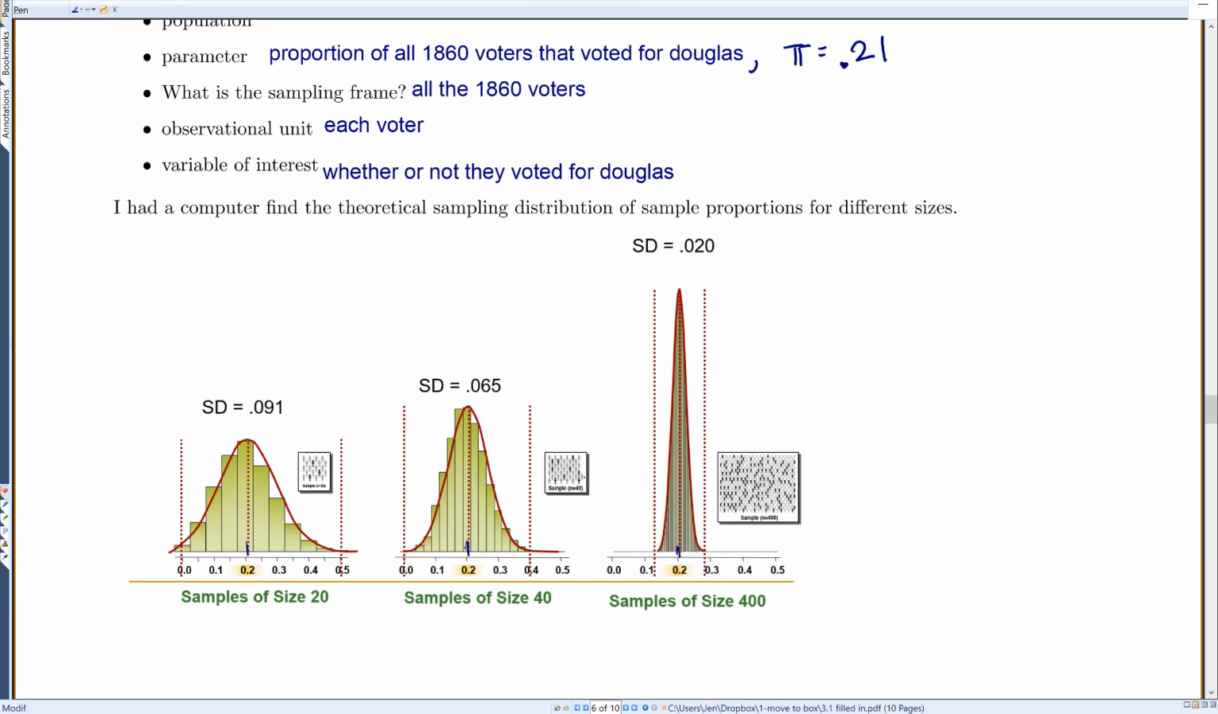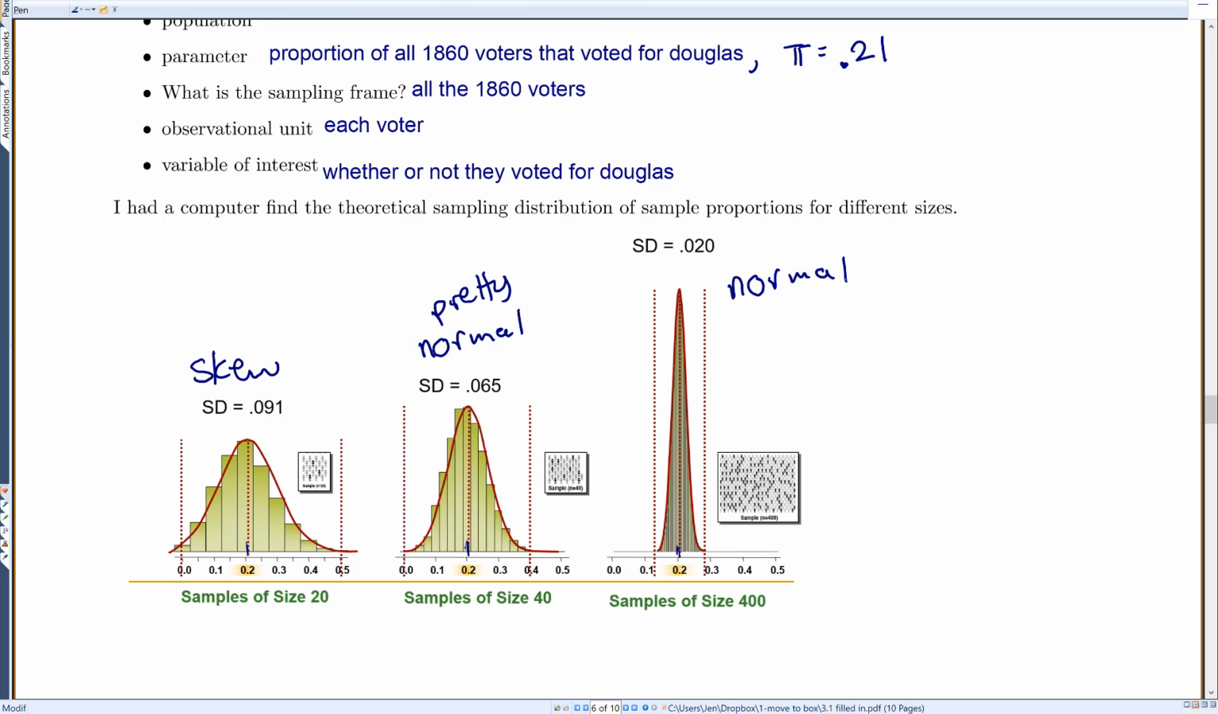Okay. Also, as you're looking at it, what happens to your shape? So when we first started at 20, were we still a little bit skewed? I feel like we're still a little bit skewed to the right. Okay. By the time I get to 40 though, I don't really even see any skew. I'd say I'm pretty normal. And by the time I get to like 400, it's really skinny because I kept them all on the same scale, but I would definitely say it's normal. I don't see any skew at all.